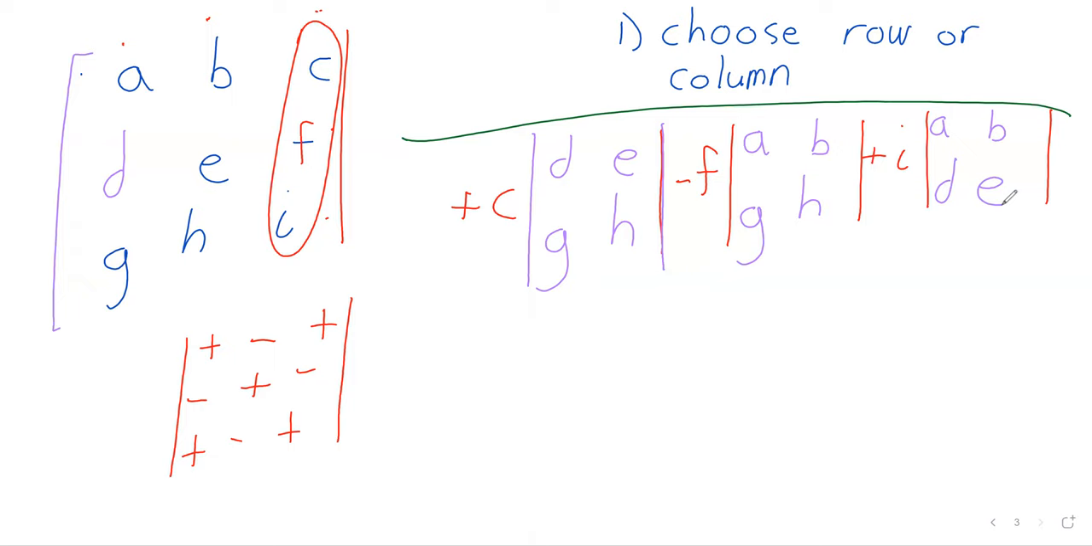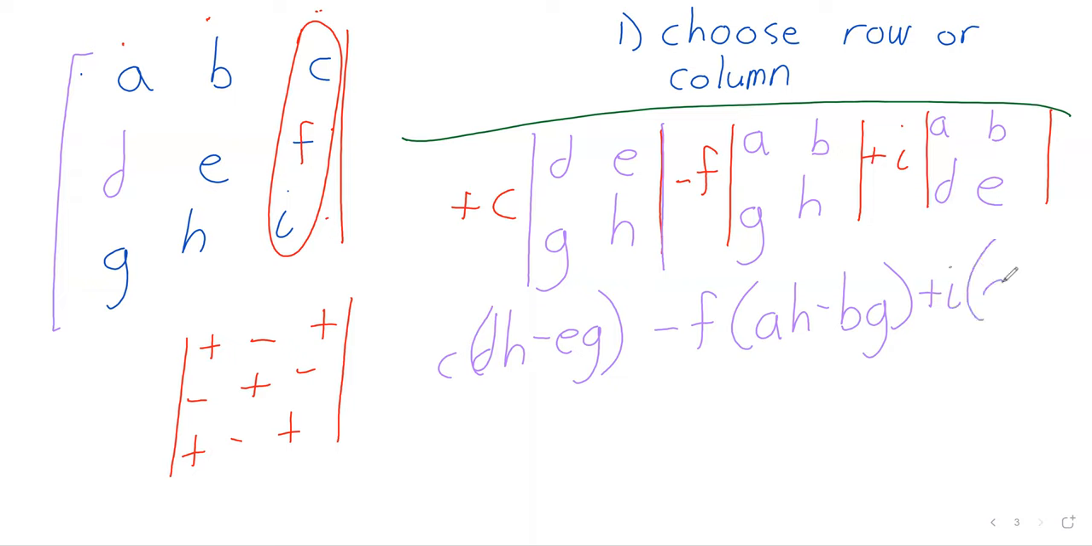So we've got C times a determinant minus F times a determinant, plus I times a determinant. And at this point, these determinants are not so bad. The determinant of a 2x2 matrix is two products and subtraction. So the determinant of a 3x3 matrix is kind of tedious, but it's not the end of the world.